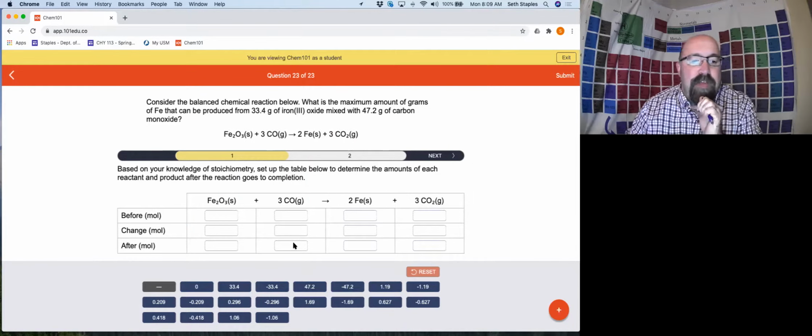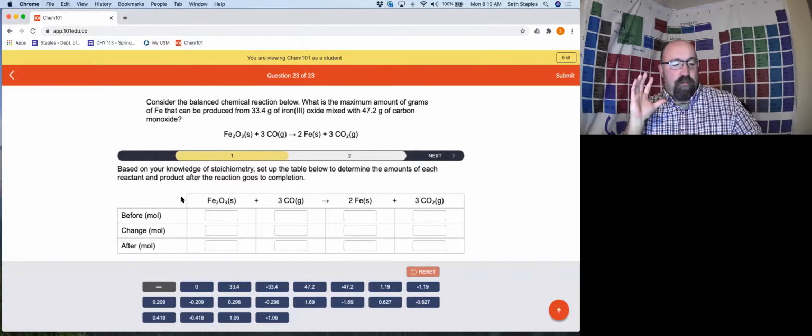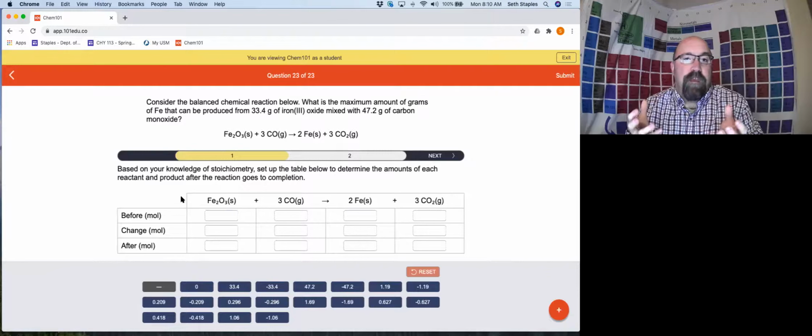Now you'll notice that the whole table is built around moles. And so remember that the conversion of moles and the use of moles is a cornerstone in these stoichiometry problems. And so you will almost always be converting your given amounts over to moles, and then from there converting to whatever it is you're looking for as your final answer. And so what we have to do first is use our molar masses of iron 3 oxide and carbon monoxide in order to convert these given amounts, the 33.4 and the 47.2, over to moles and fill that into our table.